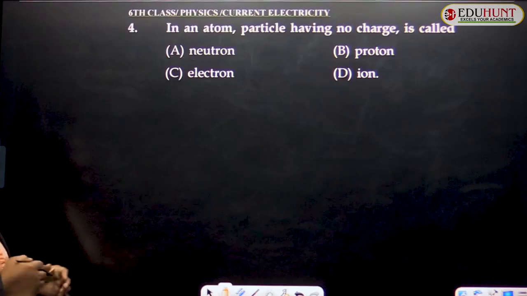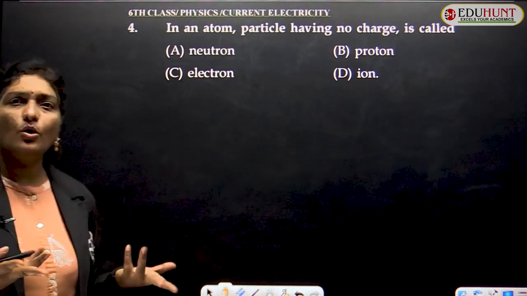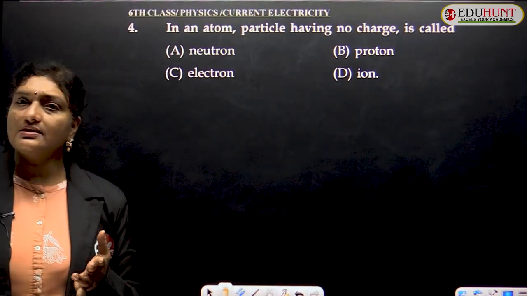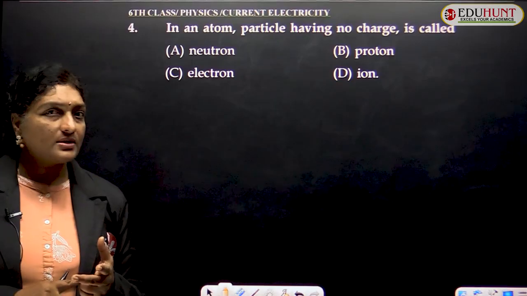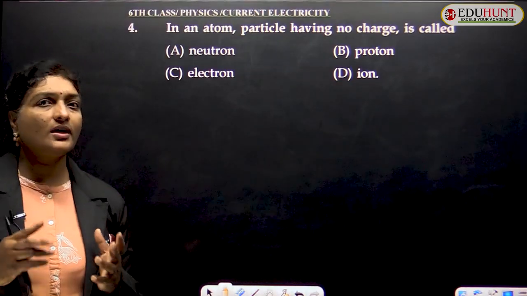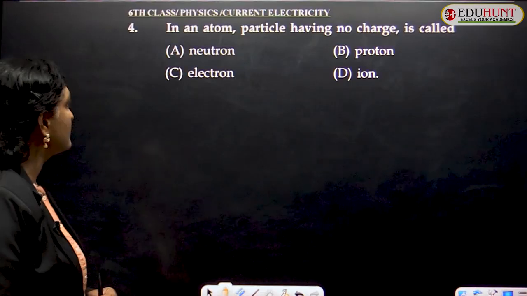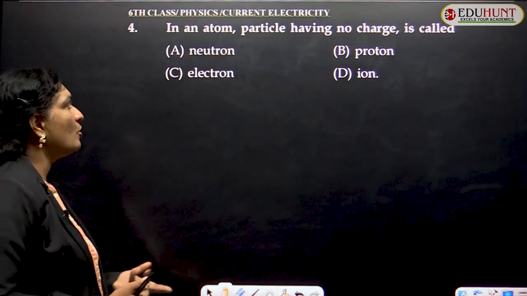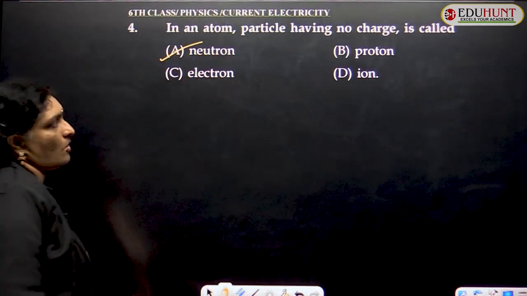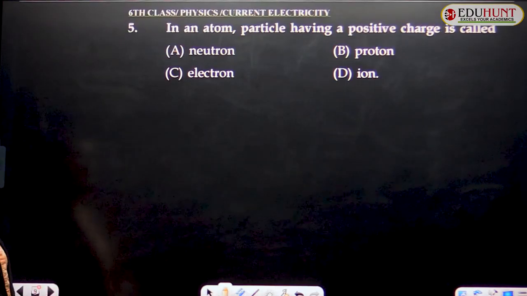Fourth, in an atom, the particle having no charge. Electrons are negatively charged, protons are positively charged. Then what are neutral particles? Neutrons are neutral particles. In an atom, the particle having no charge is called your neutron. Clear?